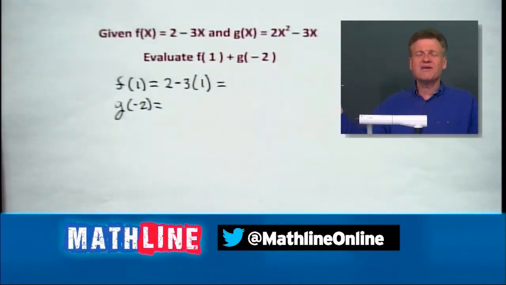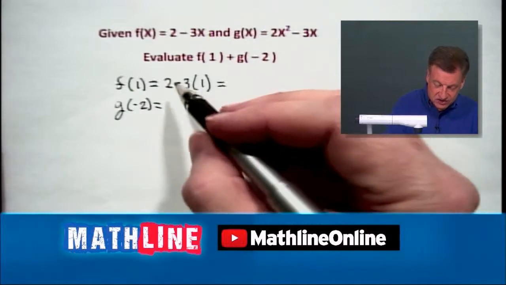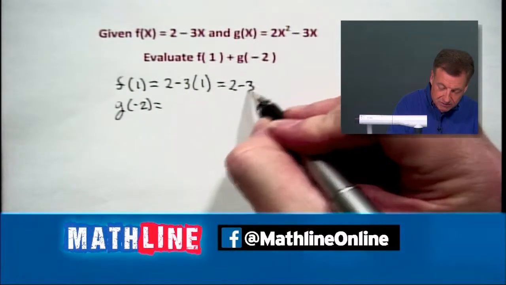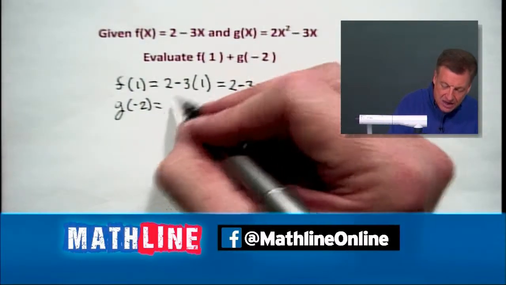I think we should go ahead and evaluate that. Remember, we multiply first, right? Then we subtract. So it's going to be 2 minus 3, which equals that -1 value. There you have it. Now, how about our next little guy here?